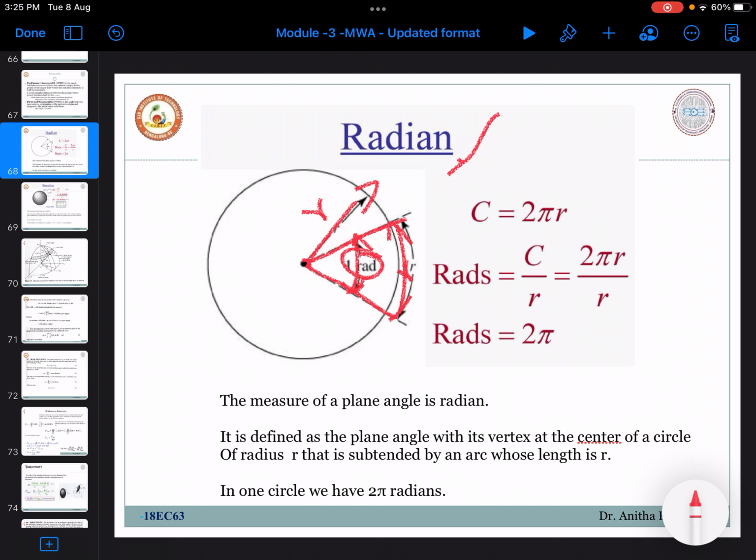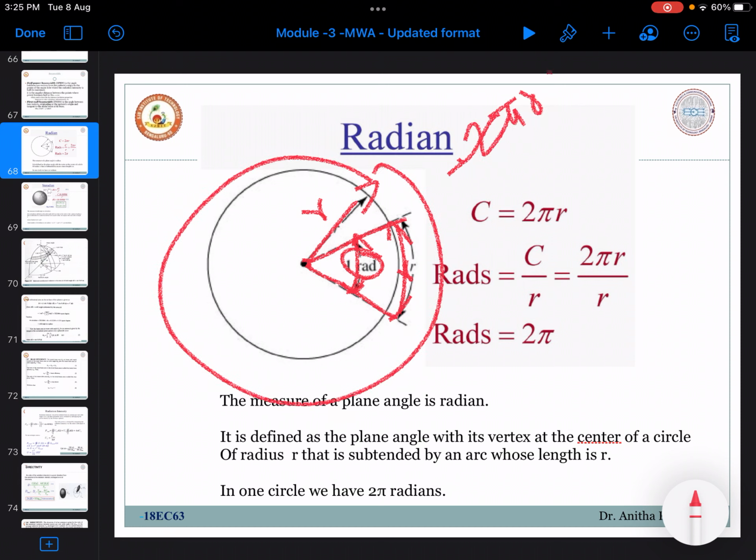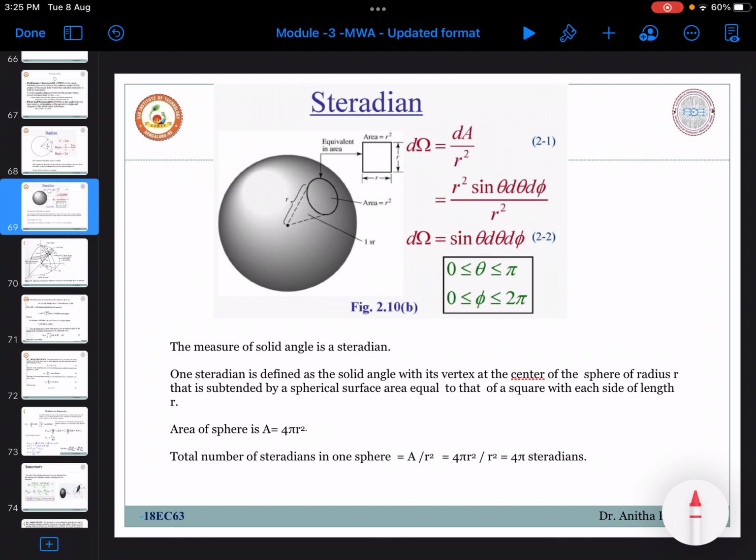In a circle, the circumference, as we know, is 2 pi r. One arc length is r, so if I want to know how many radians there are, it is the total circumference divided by r. 2 pi r by r gives 2 pi radians, indicating that in one circle you have 2 pi radians. In a similar manner, we have the steradian, which is defined for a spherical coordinate system.